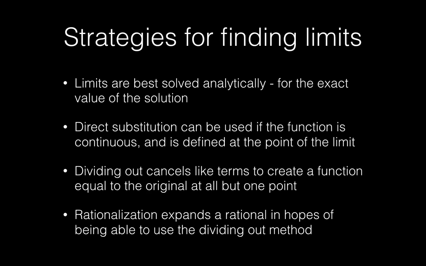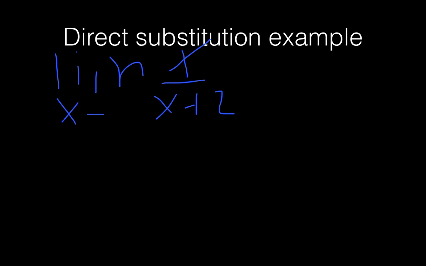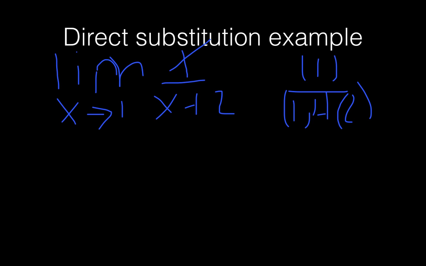Rationalization expands a rational in hopes of being able to use the dividing out method. Using direct substitution, you can show that the limit of x over x plus 2 as x approaches 1, you can just plug in the 1 for all the x's, so you have 1 over 1 plus 2 equals 1/3.